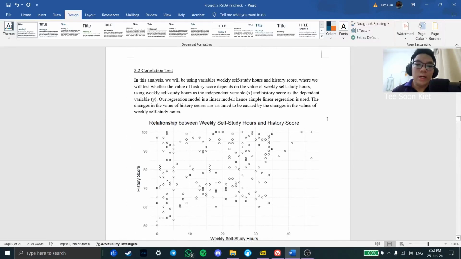After that, I will be explaining this correlation test. In this analysis, we will be using variables of weekly self-study hours and history score, where we will be testing whether the value of history score depends on the value of weekly self-study hours. We'll be using weekly self-study hours as the independent x variable and the history score as the dependent y variable.